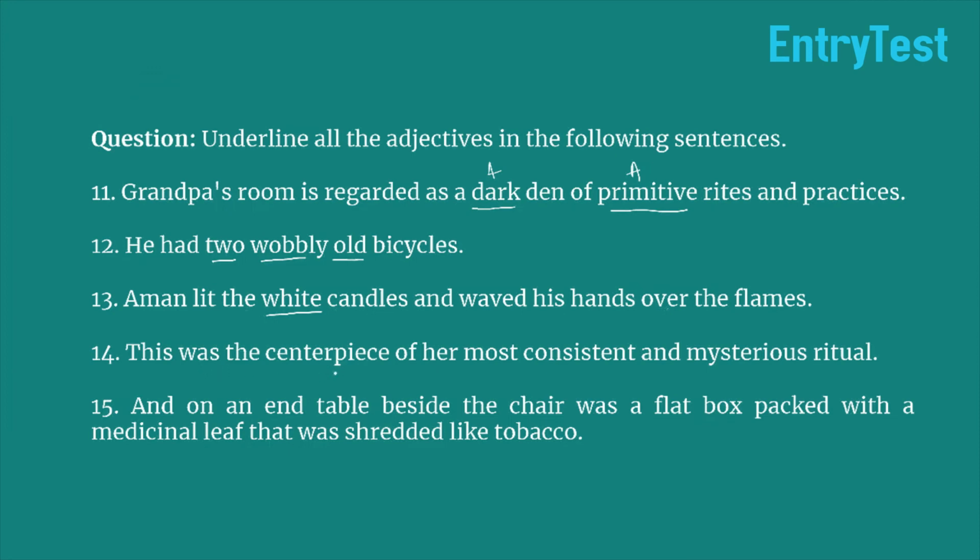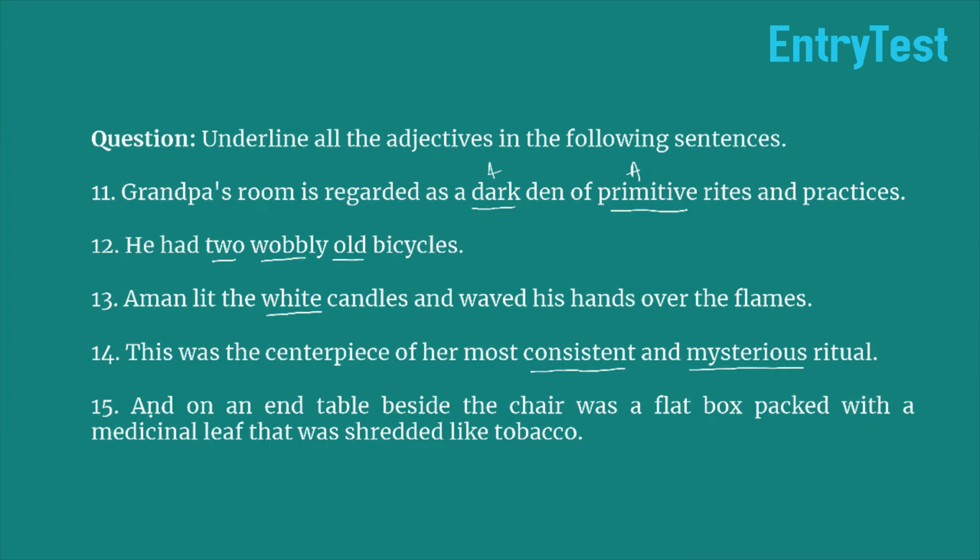This was the centerpiece of her most consistent and mysterious rituals. So how has the ritual been described? Mysterious. Is there any other adjective, friends? Let's check. This was the centerpiece of her most consistent and mysterious ritual. Again friends, consistent is also an adjective. Why? It is describing ritual only. That ritual is consistent and is mysterious.